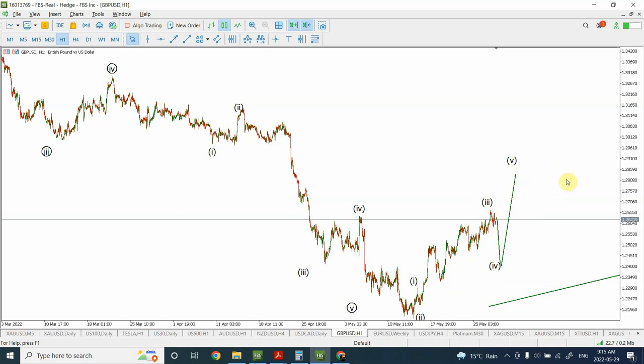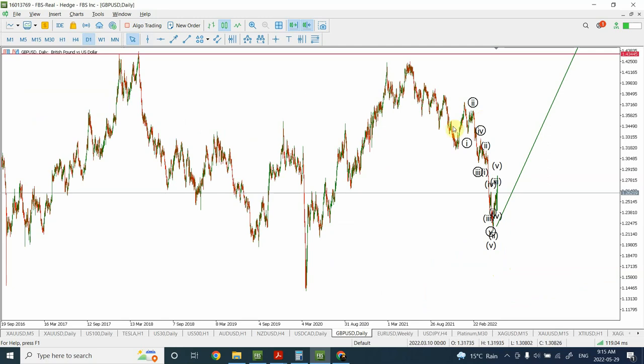So, once again, the British pound has created a bottom right over here too. Once it makes a pullback right over here too, it's going to be a very good indication to go long. I have already given you guys an indication that I'm seeing that we have created a bottom for the British pound, and the next few days and next few weeks are going to be clearly bullish for the British pound.